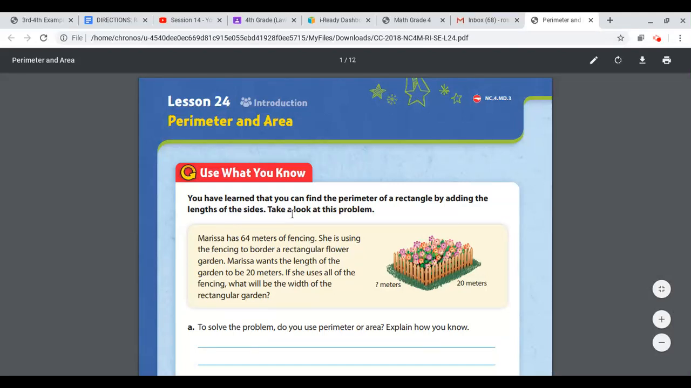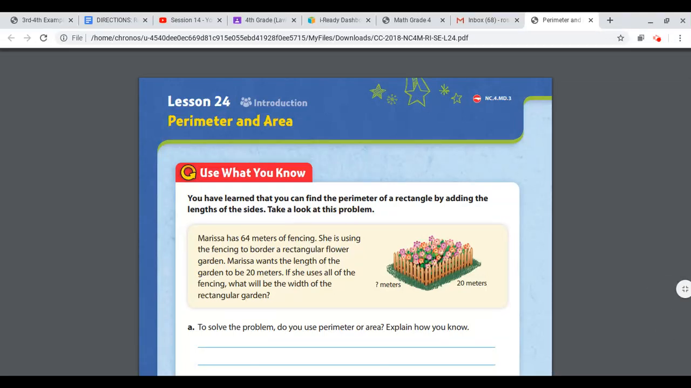Good morning, guys. This is session 16, instruction page 254 to 257. So open up your instruction book to that. We're going to be talking about perimeter and area. The first thing we're going to be talking about is perimeter.